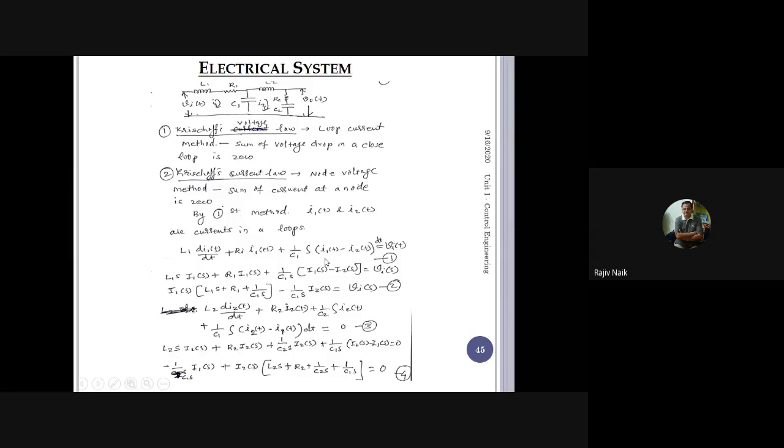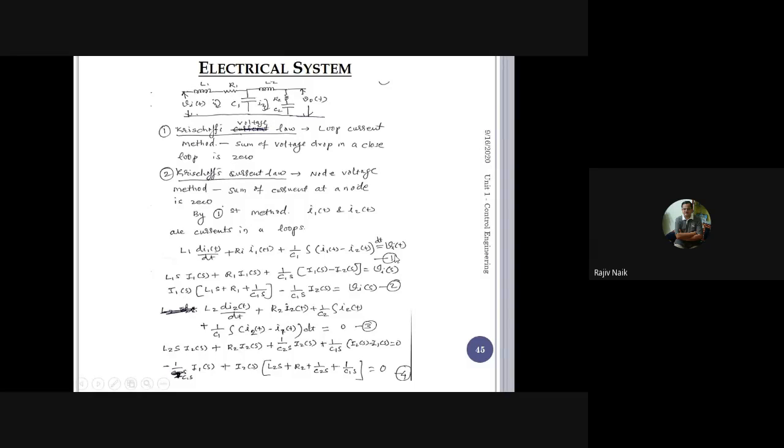Here I have written 1 upon C, integration of I1(t) minus I2(t) dt, is equal to the supply voltage. Or you can take the supply voltage on the left hand side and equate to 0, but I have written the supply voltage on the other side because that is our input. We want the input to be separated from the equation. Let us call it equation number 1.